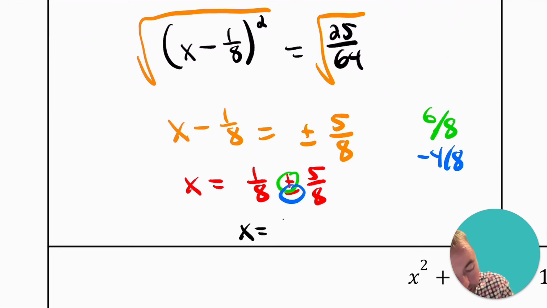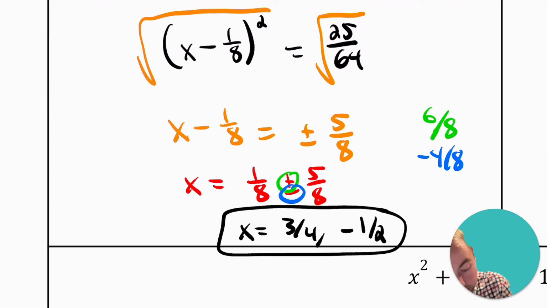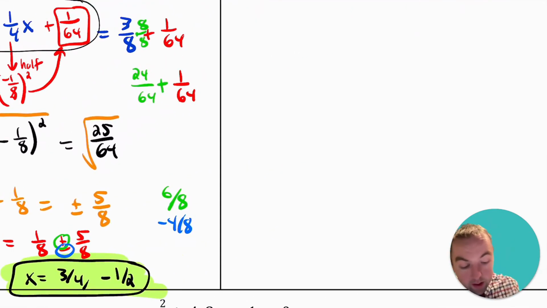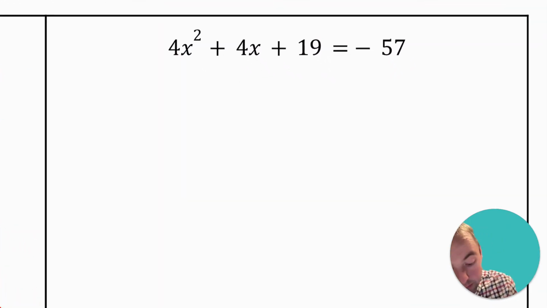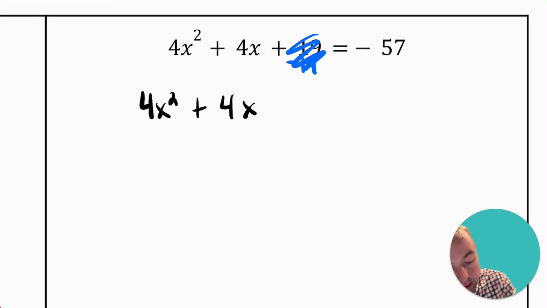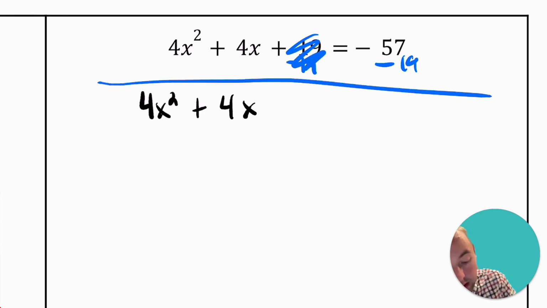So x is going to be equal to 3/4 or negative 1/2 as the solutions to that equation. And then another one here is this fella right here. So first of all, I'm going to get the 4x squared and the 4x and just leave them as they are. And then let's get this 19 canceled out. And then if I subtract 19 from negative 57, you're going to end up with the number negative 76.